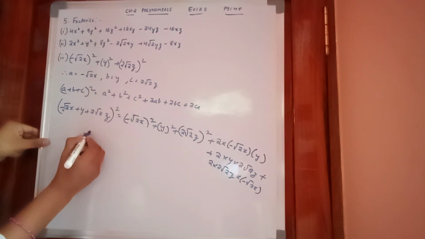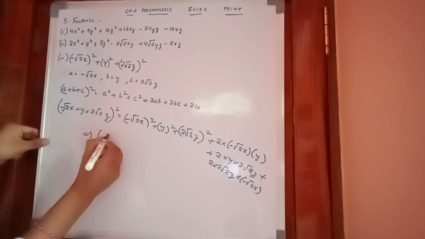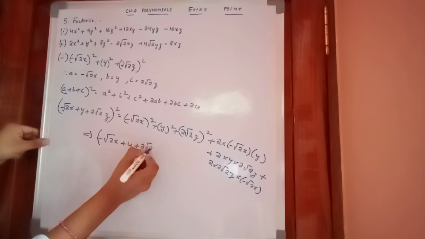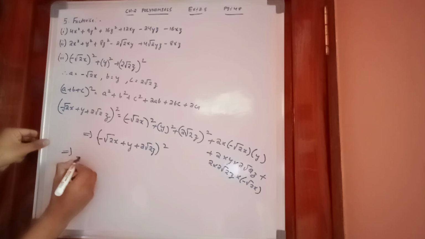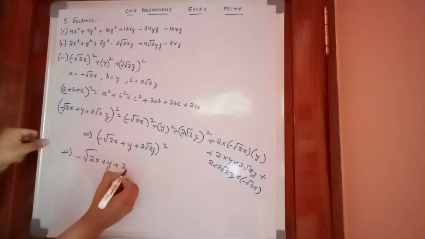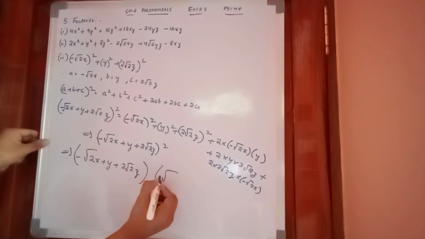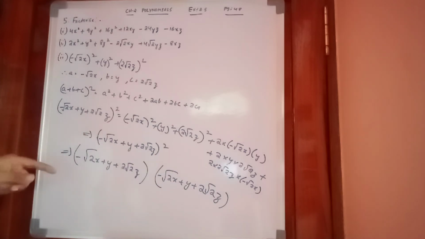So directly write these implies keep in the bracket form, minus root 2x plus y plus 2 root 2 z whole square. Now these implies minus root 2x plus y plus 2 root 2 z, and minus root 2x plus y plus 2 root 2 z. So this is the answer of second one.